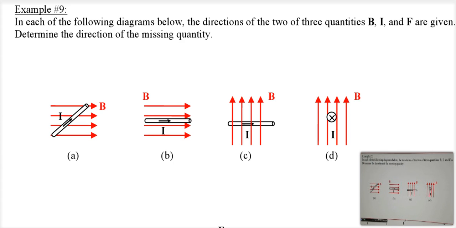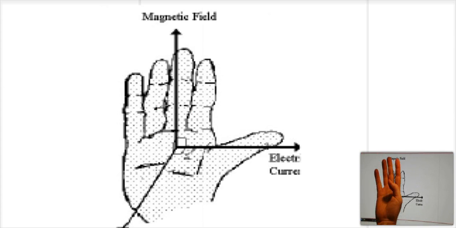Before I proceed into that, let's just do a quick review of the right-hand rule. So remember that our fingers represent the direction of the magnetic field, the thumb is the direction of the electrical current, and our palm acts in the direction of the force.